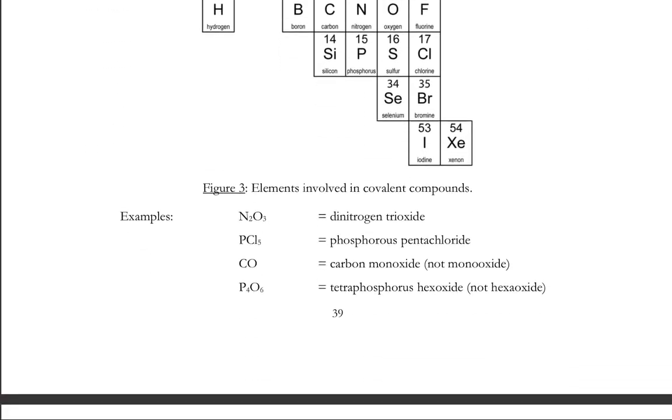Our examples: N2O3, so that would be dinitrogen trioxide. Notice that for the first element, we give its full name, as we would see on the periodic table. For the second element, we give the root followed by ide. PCl5, so that's phosphorus, no mono in front, just phosphorus pentachloride. CO, carbon monoxide. Notice we've dropped one of the O's for ease of pronunciation. P4O6 is tetraphosphorus hexoxide. We dropped the a just for ease of pronunciation.